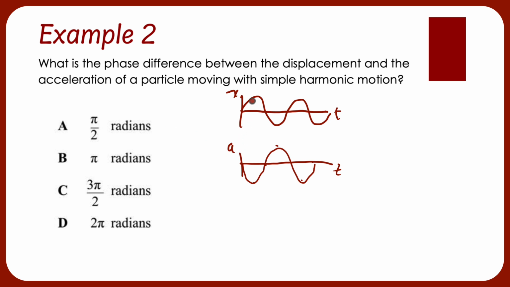So in order to go from my x sine curve to my acceleration sine curve, you can see I need to push this one over 1/2 of my oscillation. Well, one oscillation is 2 pi, and I have to go through half of that, so that means they are going to be pi out of phase. My answer is B.